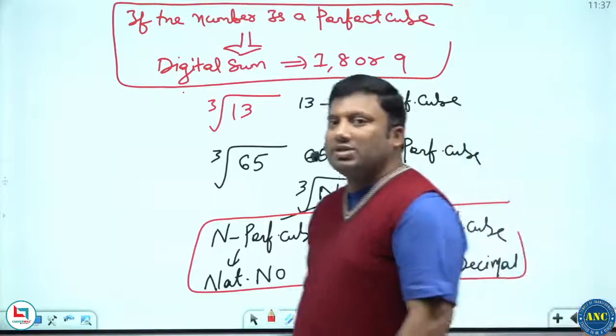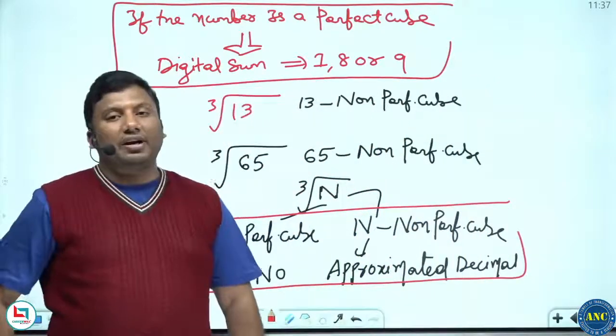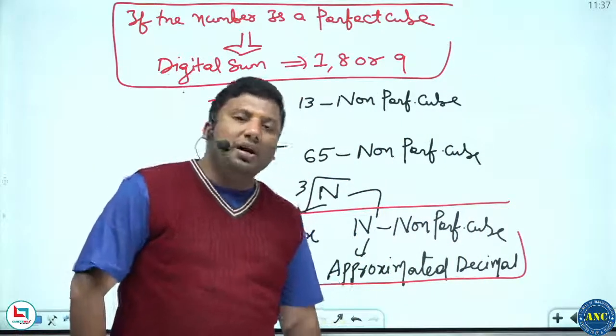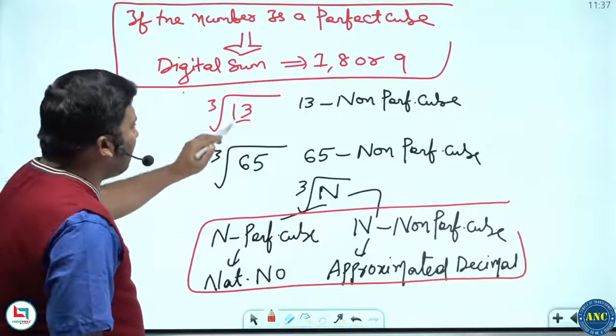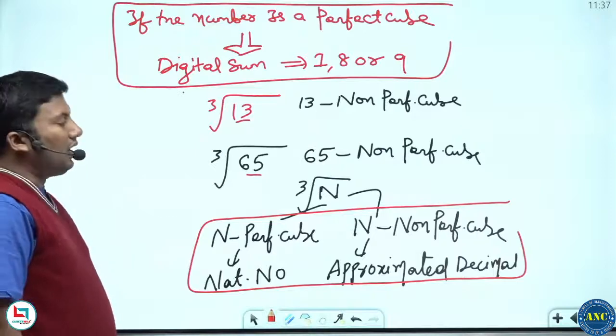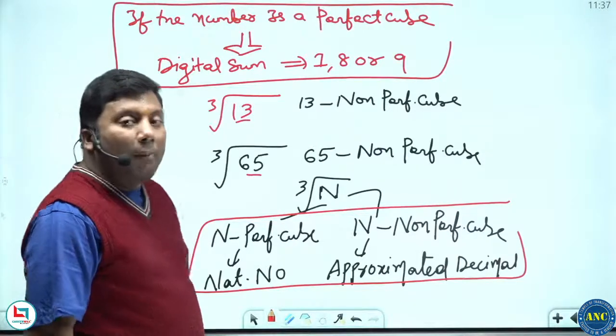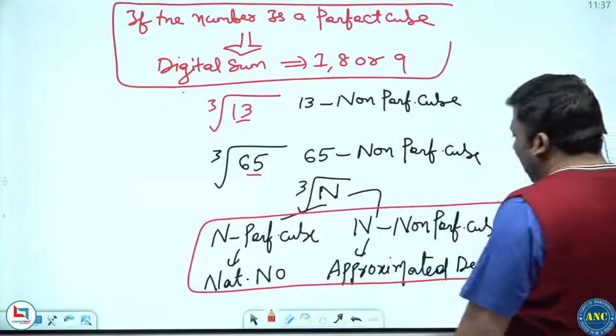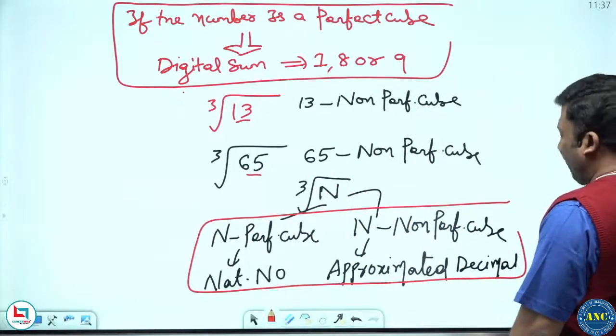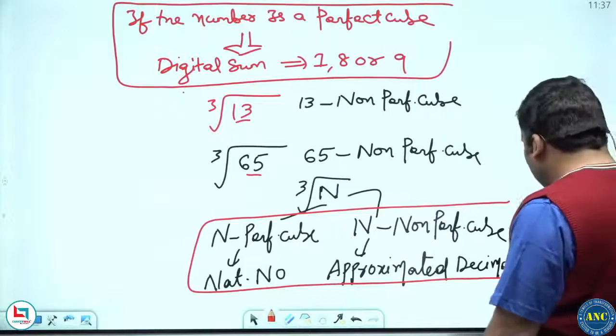Very, very important slide. If the number is a perfect cube, the digital sum of that number will always be 1, 8 or 9. Wherever the digital sum is not 1, 8 or 9, how do we find the approximate value of a non-perfect cube? I hope this concept is clear.